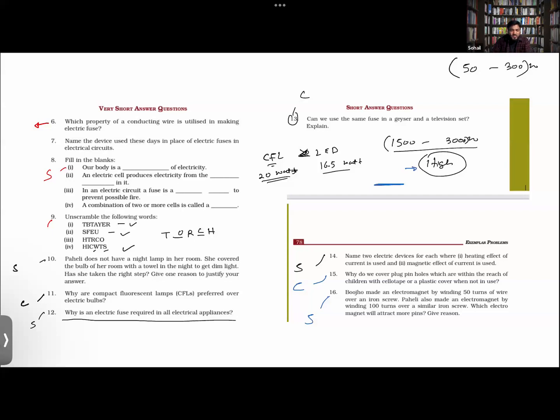Yes, Chakrika. So this might not be related to the lesson, but the pins, like the charging pin, we insert it in the adapter. When we insert it from one side in the adapter, it won't fit in. But when we turn it around and insert it, it will fit. Why?